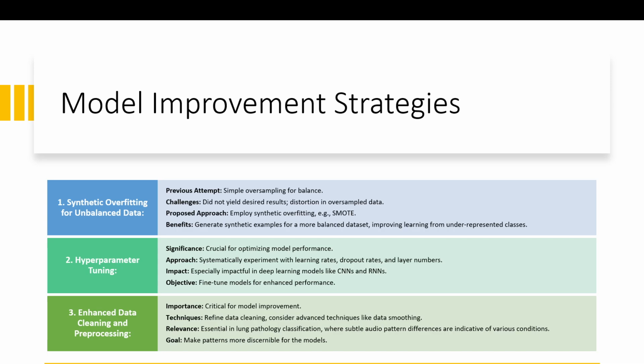The second way we can improve is hyperparameter tuning. This is crucial for optimizing model performance, and it is very impactful in deep learning models such as the two we used. This will help us to fine tune the model for enhanced performance. Lastly, we can use enhanced data cleaning and pre-processing. This is critical for model improvement, and the technique we want to use is to refine data cleaning, considering advanced techniques like data smoothing.